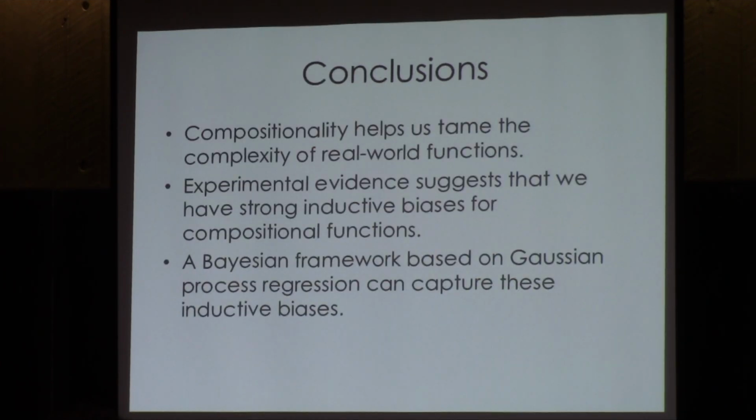All right, so to finish up, compositionality: the claim here is that compositionality helps us tame the complexity of real-world functions. And I've shown you a bunch of experimental evidence that suggests that we have these strong inductive biases for compositional functions. And we can formalize those inductive biases using a Bayesian framework that's based on Gaussian process regression.